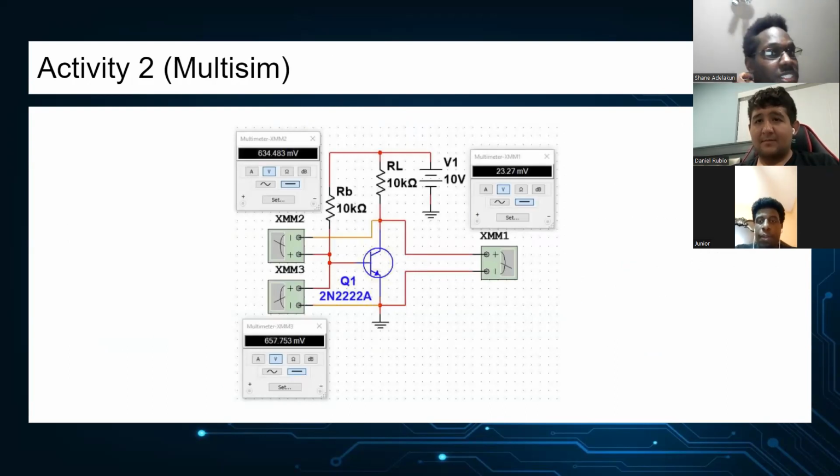And this is our Multisim for the previous slide. As you can see, it reads 634.483 for the XMM2. For the XMM3, we have 657.753 mV. And for our first one, the XMM1 multimeter, is measured to be 23.27 mV in the Multisim. And you can see how we connected it all with Multisim and the resistors we have to put.